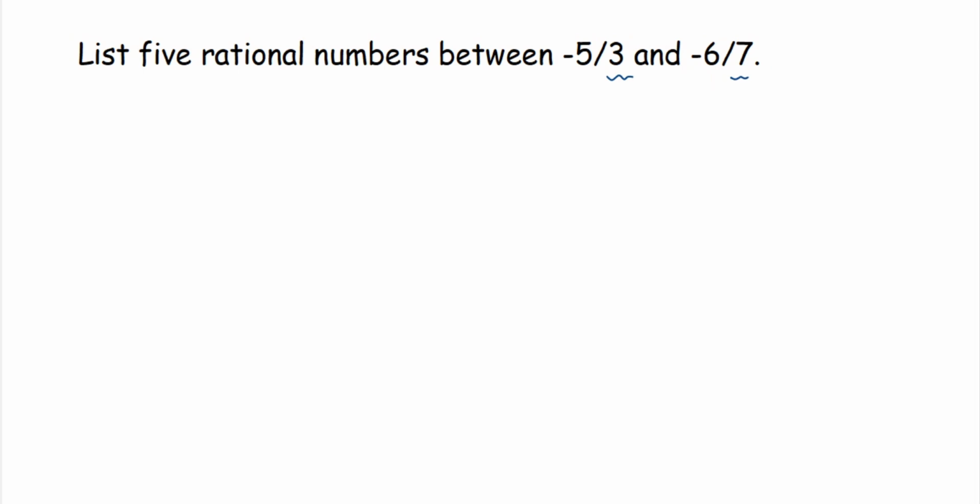If I write this in fractional form, it will be minus 5 by 3, and I have minus 6 by 7. So denominators are not the same. Whenever denominators are not the same, we have to make them the same. That's the first step. If they are already the same, then you don't have to do this first step, you can jump to the second step. But here they are not the same, so we have to make them the same. How can we do it? We have to find the LCM, the least common multiple of 3 and 7, which is 21.